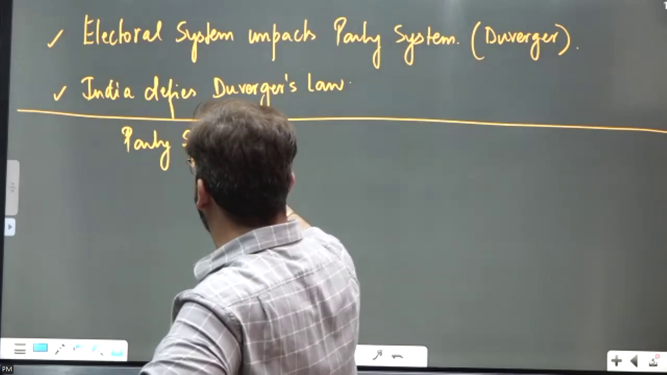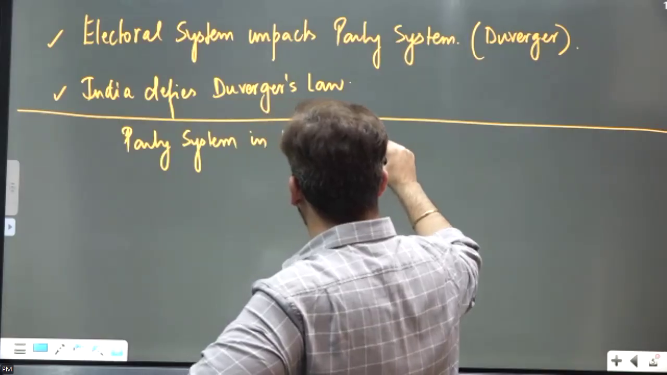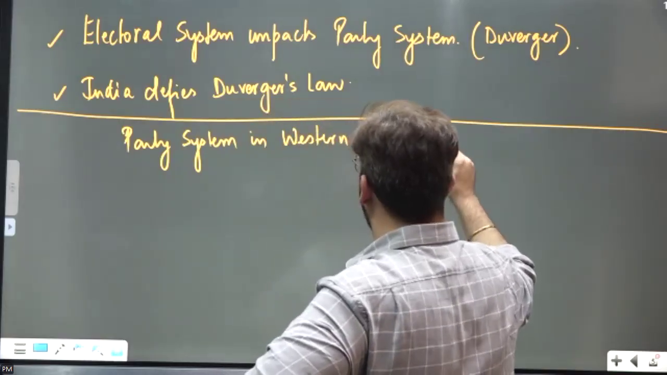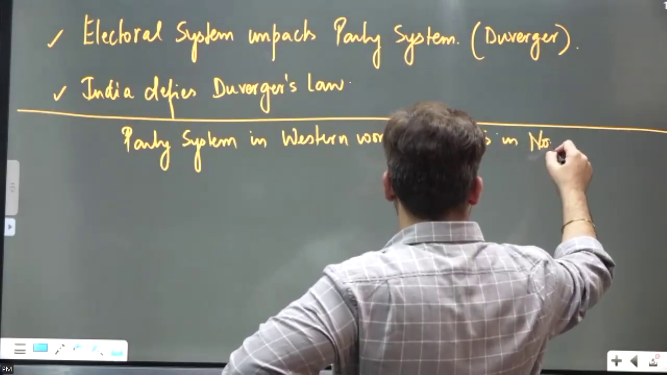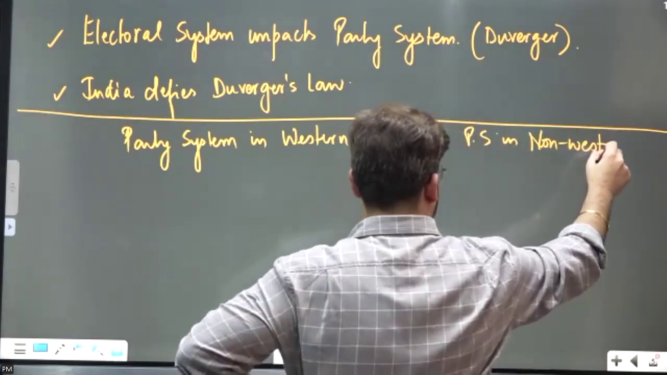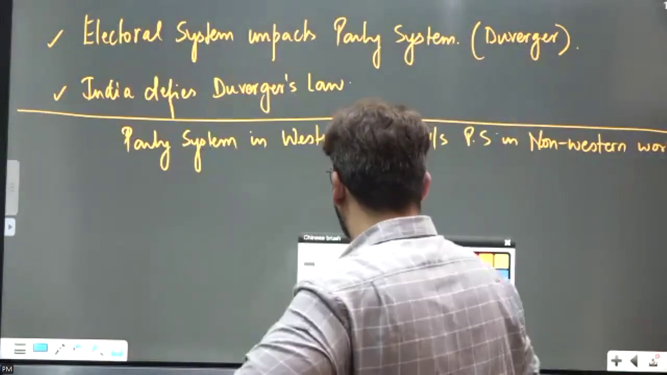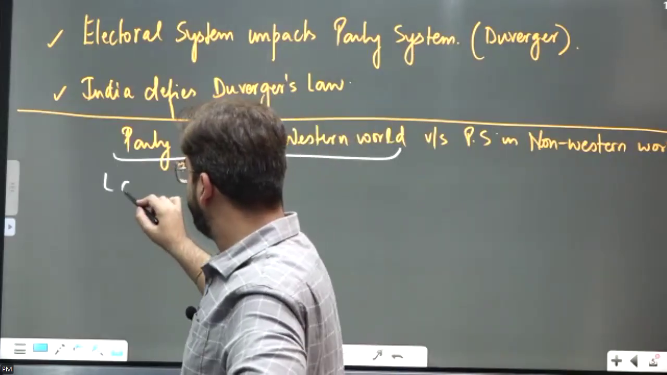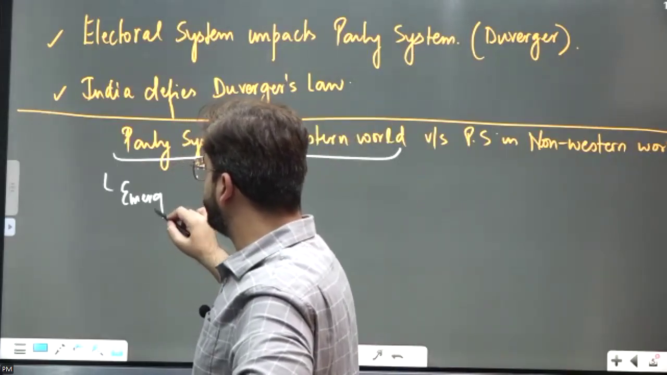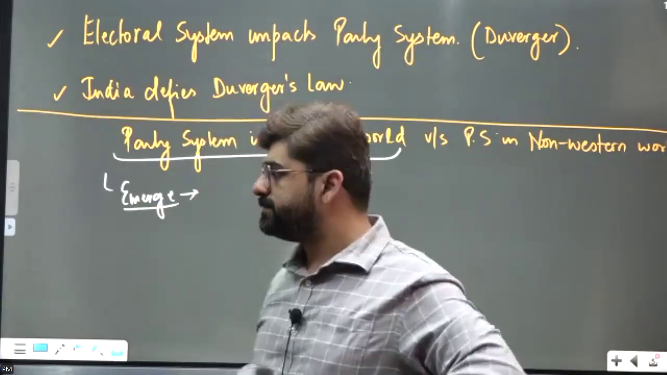So, party system in the Western world. This is a little different from the non-Western world, simply because the way in which it has emerged is different. How did the party system in the Western world emerge? It emerged as a reaction to the new system which came into being.